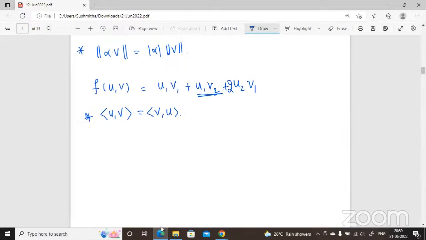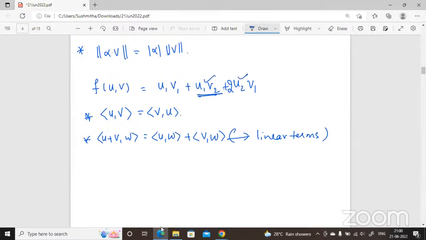Okay, let's discuss condition by condition. U plus v comma w is u comma w plus v comma w. So is it clear from this condition that I am allowed to have only linear terms? These are not mathematically precise, okay? These are like cheat codes. So linear terms. What does the symmetry condition say? Am I allowed to have terms like this?